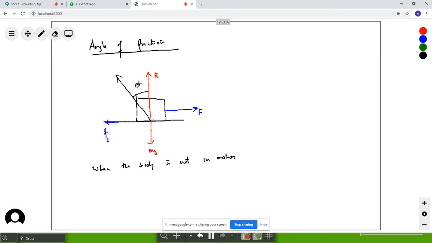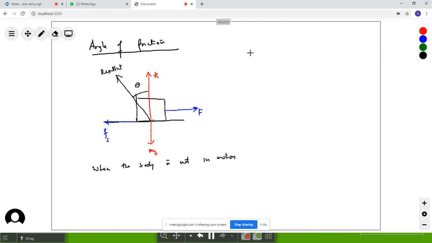Let me repeat. As the body is not in motion, it means the resultant of R and Fs is along the friction side. Right or not? Yes, sir. And the body is not in motion. So this is the resultant force. As this is the resultant, this is theta. Why are we taking this theta? Because from the surface I cannot take, the surface will be an uneven surface, but this normal will always be perpendicular to the surface.